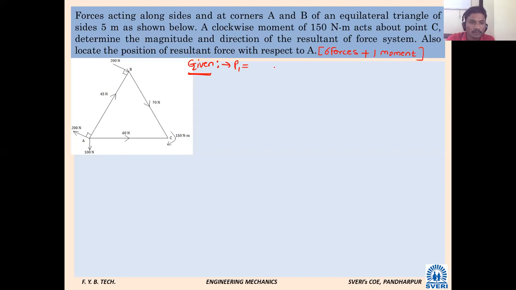P1 equal to 200 Newton. P2 also 200 Newton.